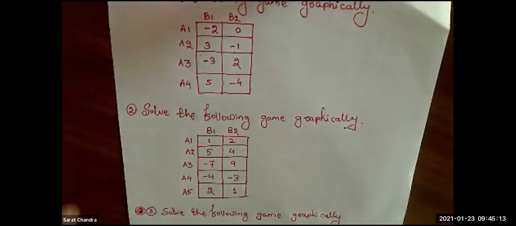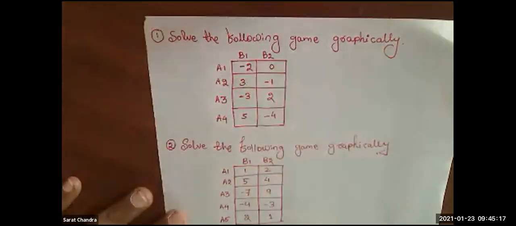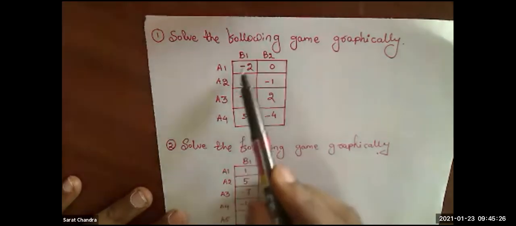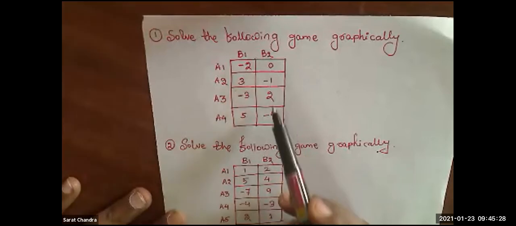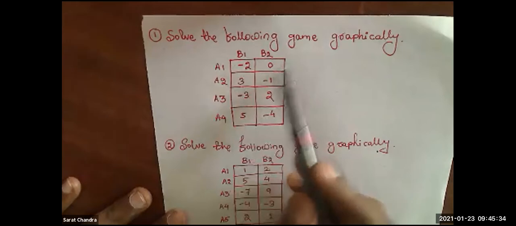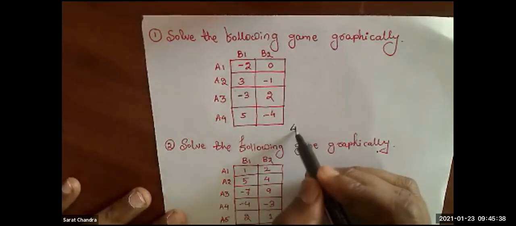The problem is something like this. If you can see the first question, solve the following problem graphically. In this problem, how many columns do we have? This is column 1, this is column 2, so we have only 2 columns. And how many rows do we have? 1, 2, 3, 4. So it is nothing but a 4 by 2 matrix.